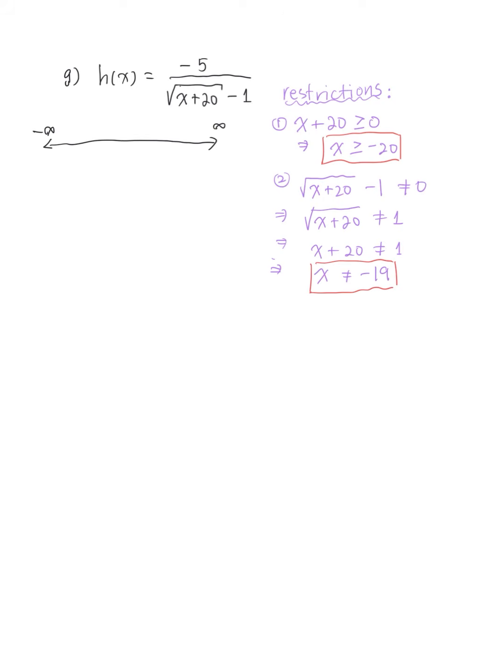And what's going on here? X must be greater or equal to negative 20. So we have a negative 20 here. And then negative 19 better be on the right-hand side of negative 20. So here is negative 19. Okay, so X must be greater or equal to negative 20.